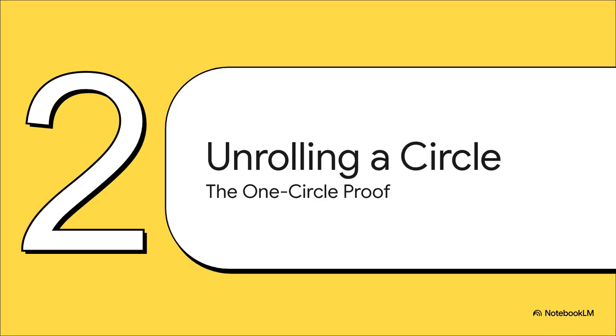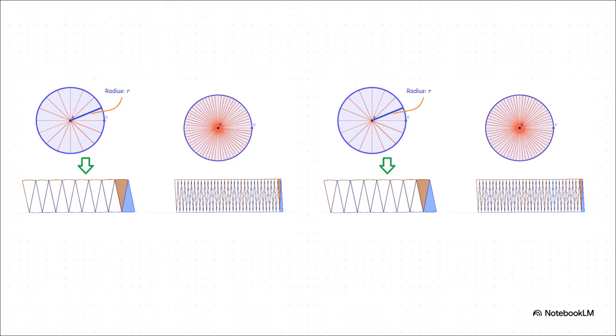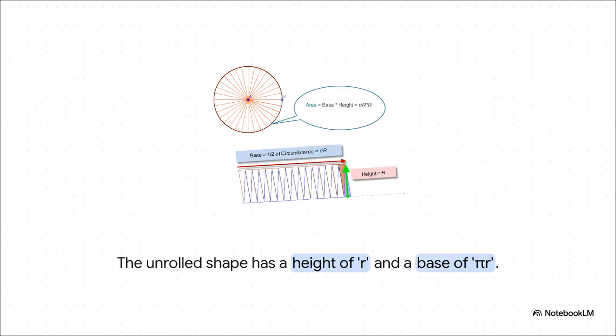And we're going to use this brilliant method. We're going to slice up the circle and rearrange the pieces into a shape we already know how to measure. It's pretty cool. So imagine slicing a circle like a pizza into a bunch of wedges. If you line those wedges up, alternating point up and point down, you get this kind of bumpy shape.